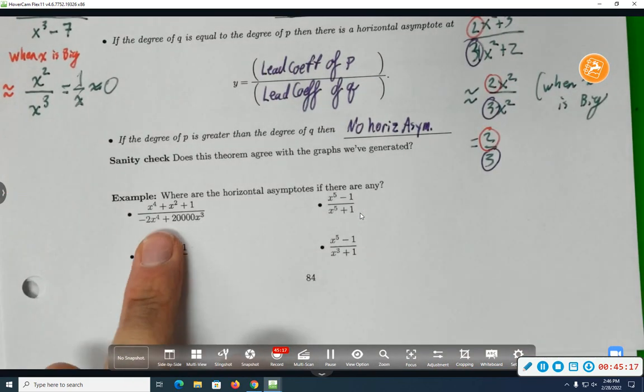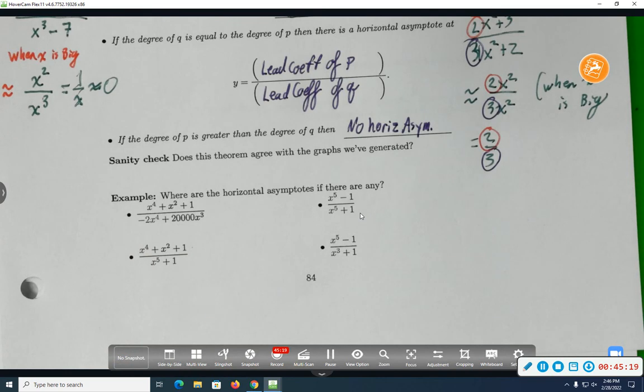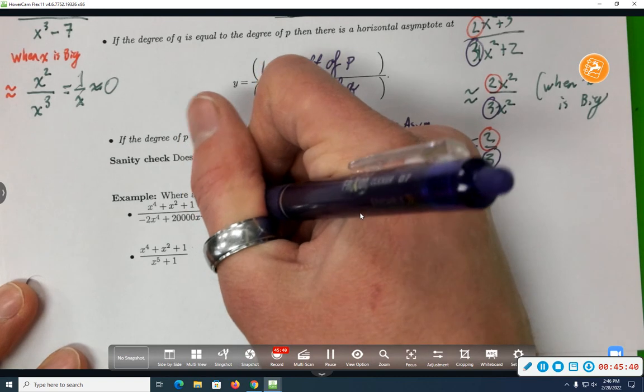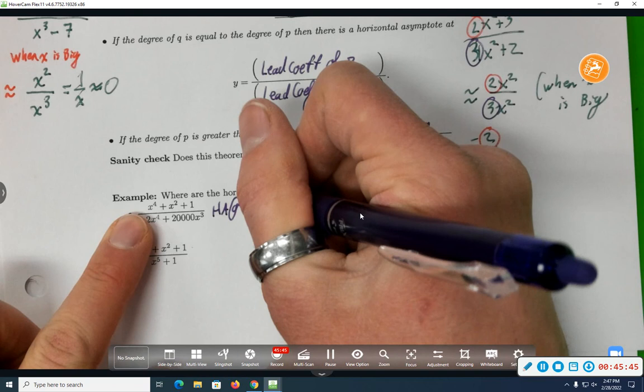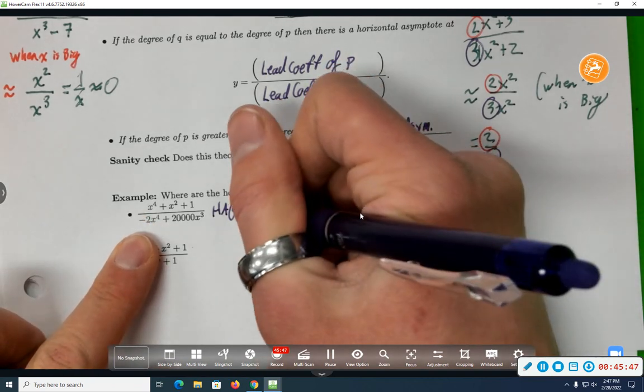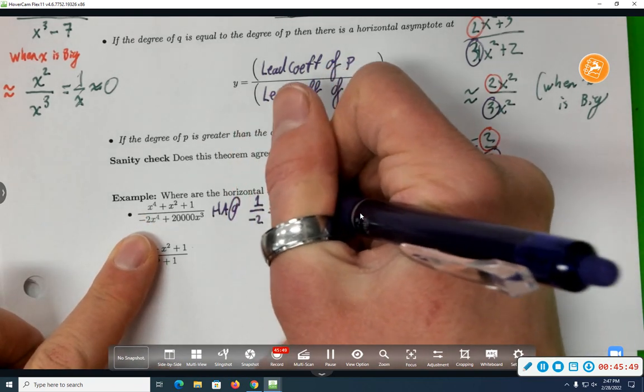So let's talk through the first one altogether. What's the degree of the numerator of that rational function? What's the degree of the thing on top? What's the degree of the thing on the bottom? 4. Those are the same. So which of those three cases should I look in? The equal to one. And this says there should be a horizontal asymptote at the leading coefficient of p, that's 1, divided by the leading coefficient of q, that's -2, so -1/2.